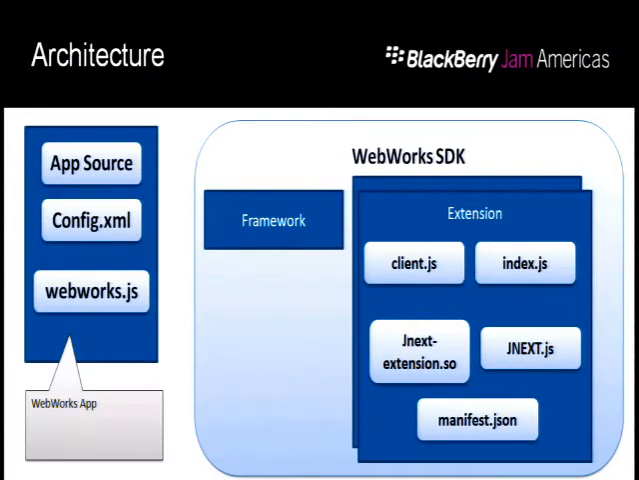What we're here for today is building an extension. The extension consists of a client.js file, an index.js file, a JNEXT.js file, and a JNEXT extension .so, which is nothing but a compiled JNEXT library. I'll talk in much more detail about what JNEXT is. It also contains manifest.json, which is probably the simplest piece of the puzzle.